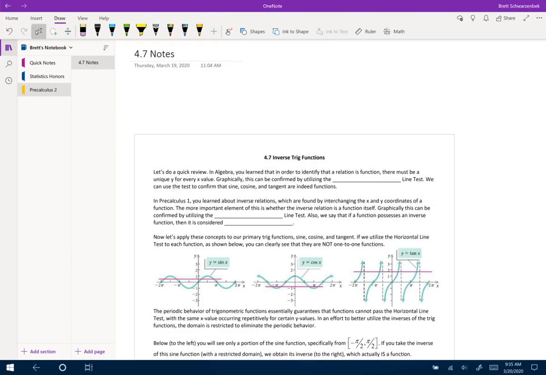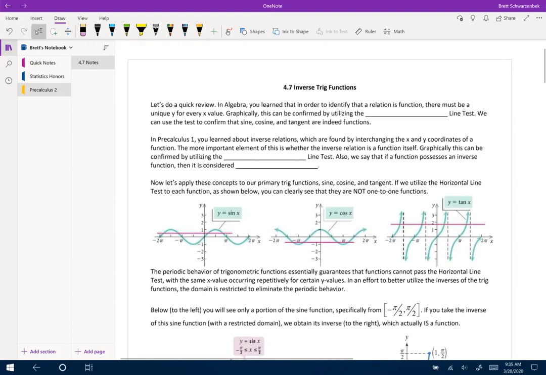Okay, let's take a look at the 4-7 notes for Precalculus 2. So you can open up to your note packets. Basically, we're going to have to do a little bit of algebra review, a little bit of pre-calc review, Pre-calc 1, just to get started here, before we can actually get into inverse trig functions.